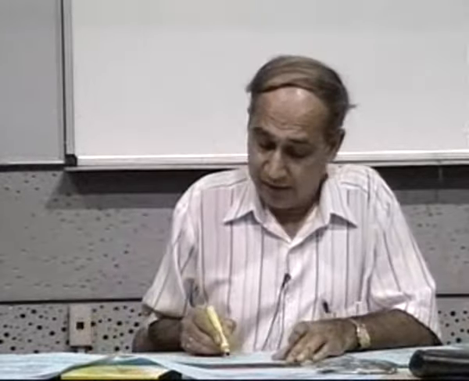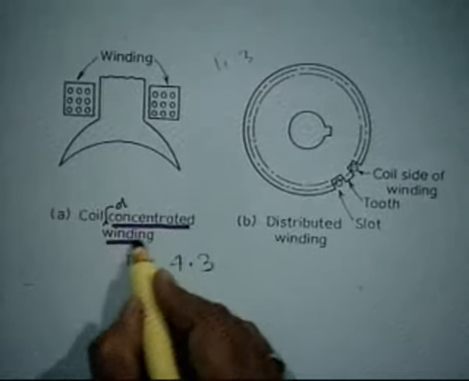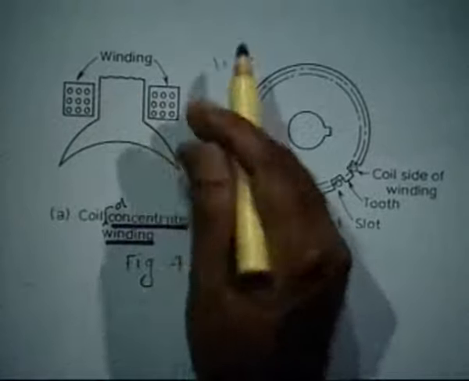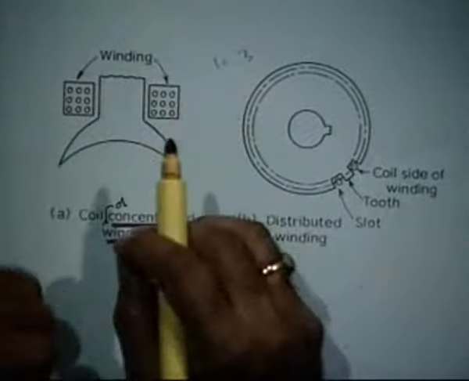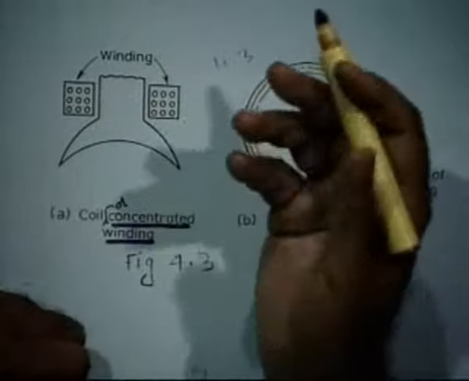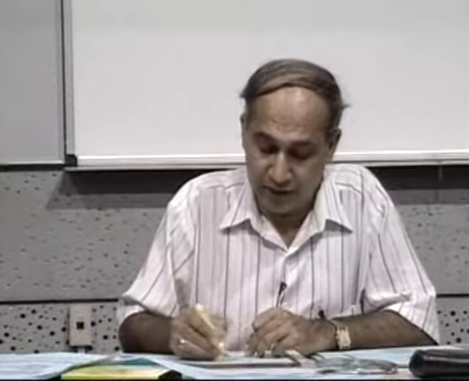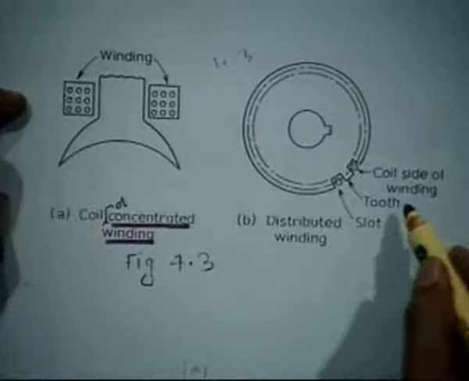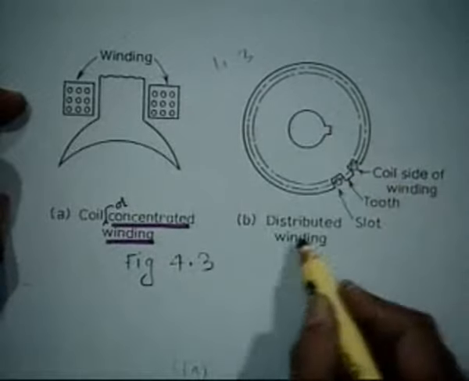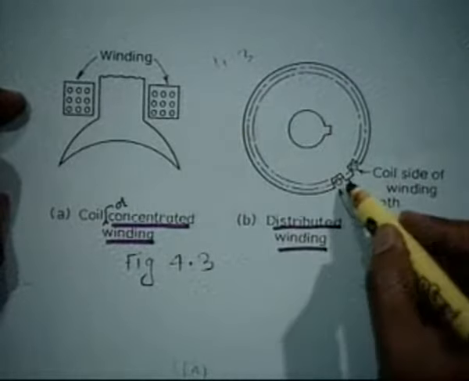What do these mean? For example, this one is a concentrated winding. That means on a core all the coils are placed together. Is it clear? Just like in a DC machine, we put them together, a lumped or concentrated winding, okay. Or you can put them in different slots and it is called a distributed winding. So they are in different slots.